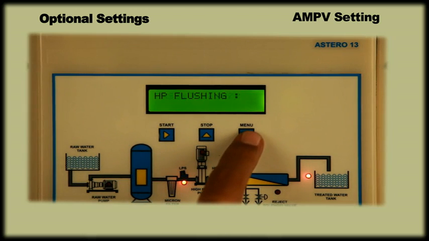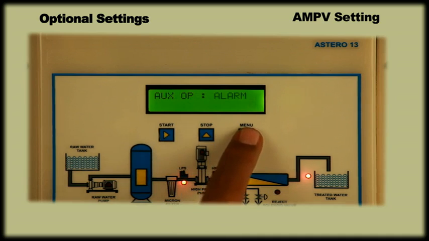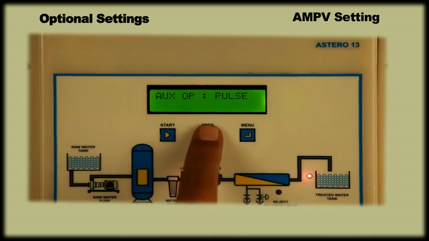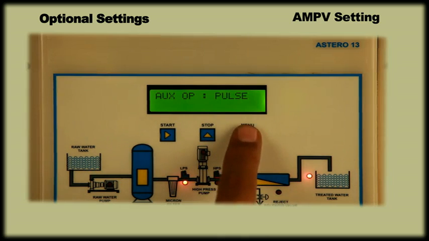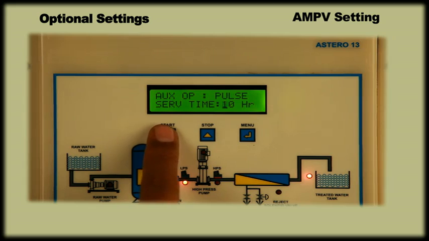Display will show HP flushing. Keep pressing the stop key until the display shows auxiliary output and press menu. It will show auxiliary output as alarm by default. You can change it to pulse using the stop key. On pressing the menu key again, it will ask for service time, that is, after how much time AMPV should go to backwash. Set the time in hours and press menu.